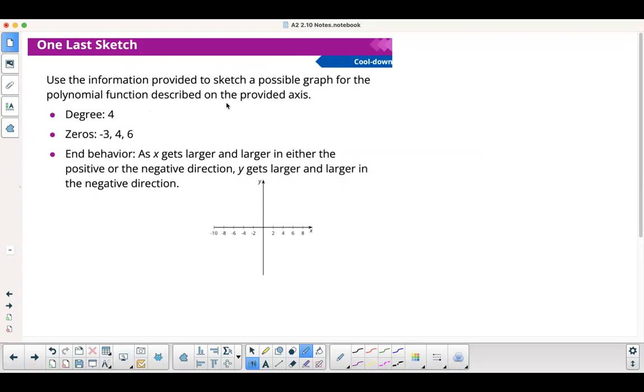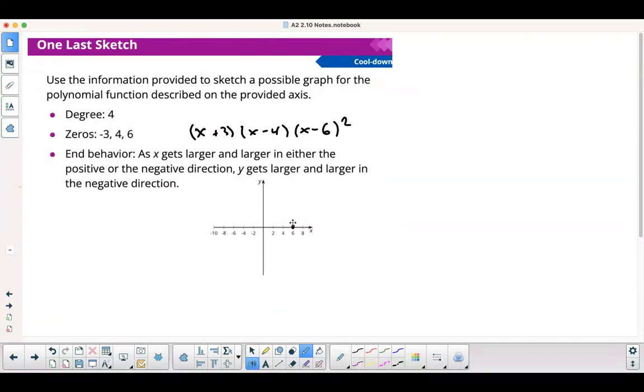All right, use the information provided to sketch a possible graph for the polynomial function described on the provided axis. So degree is 4, and we have 3 zeros. So if x minus 3 is a zero, x plus 3 is a factor, x minus 4 would be a factor, and x minus 6. The problem is I'd only get x cubed here, so I have to put a squared on one of them. I'll put it on the x minus 6.